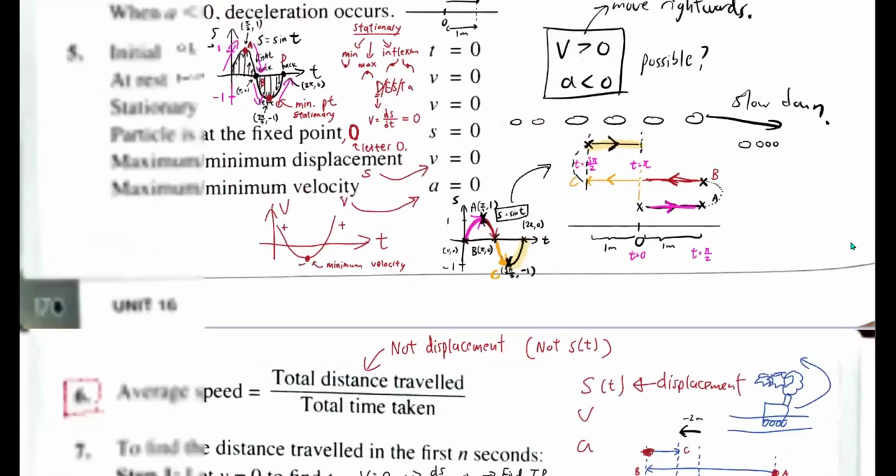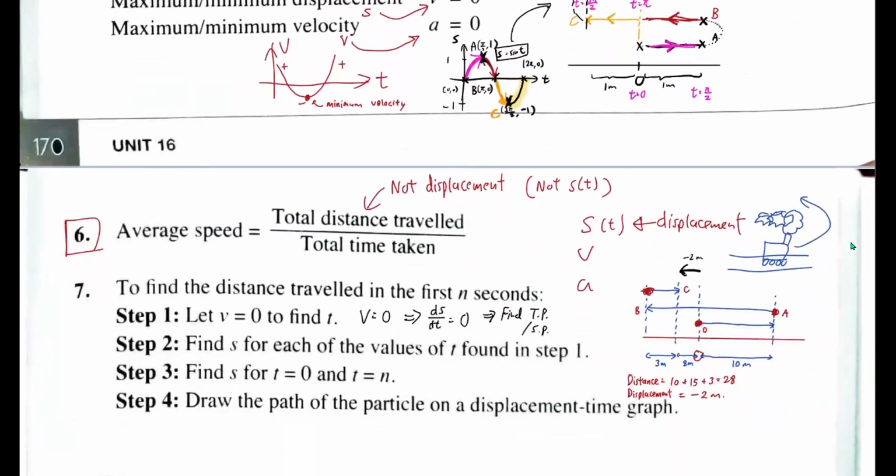Then after that, what do you do? Step 2: find s for each of the values of t found in step 1. That's basically asking you to sub the t back into the formula for s, which is very similar to the DES procedure: differentiate, equal to 0, solve for t, then sub the t back in to find the s. Maybe I'll put down here, similar to DES. Don't need the table, just DES, but you have to sub back in as well. Move on to step 3.